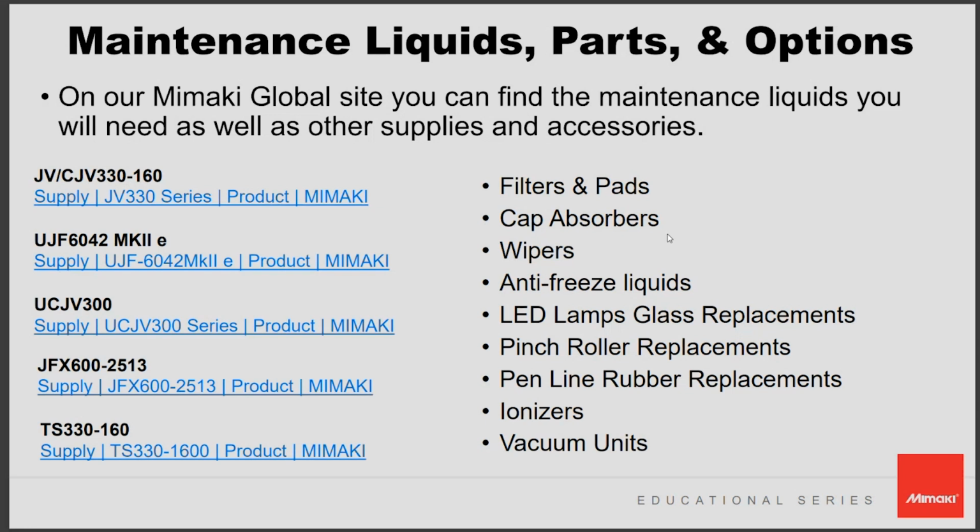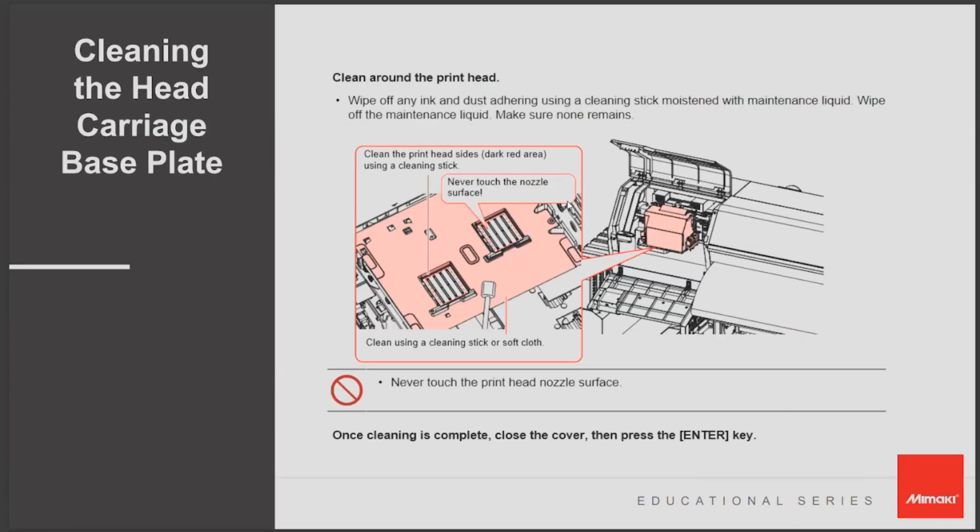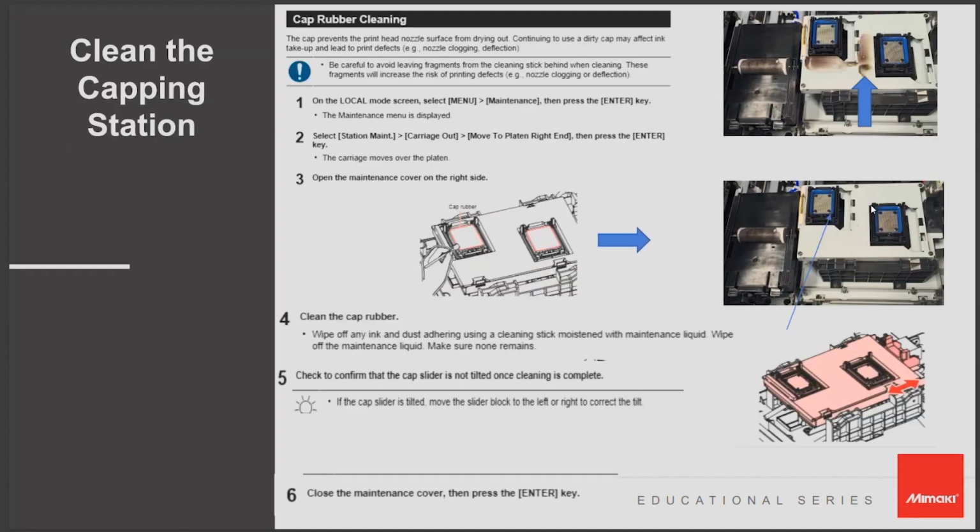And actually, I think it's on the next slide. Yeah, right here. Basically, you're taking a lint-free swab, you're wiping around your print head or the whites of your print head. Never touch the actual print head, but anywhere where you see the tannish red color. Basically making sure that there's no dried ink, no dust or anything like that on the bottom of your carriage. And then also your capping station.